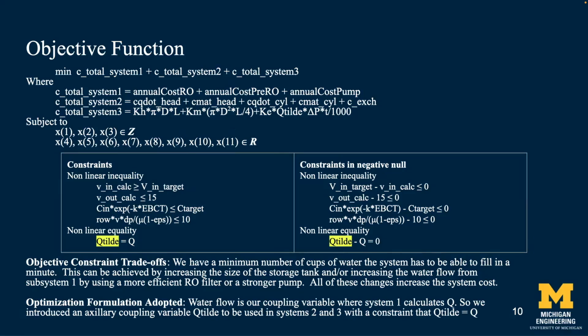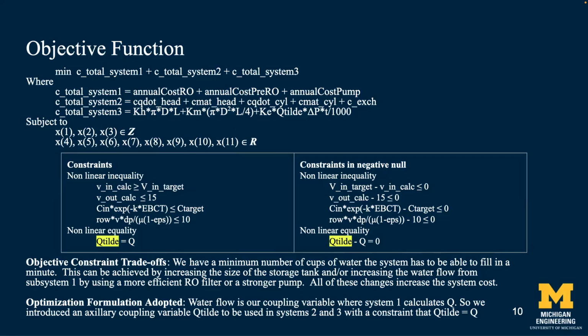We enforce a water cleanliness target, as well as a maximum Reynolds number to ensure laminar flow. Because we use IDF modeling, we enforce that Q tilde has to equal Q, where Q is the volumetric flow calculated in subsystem 1.